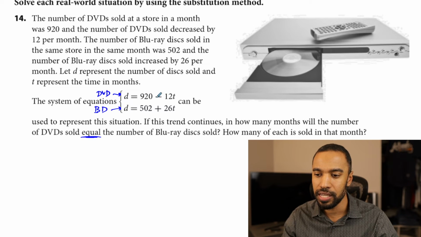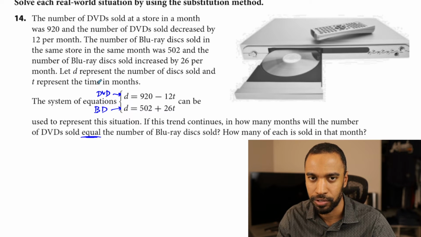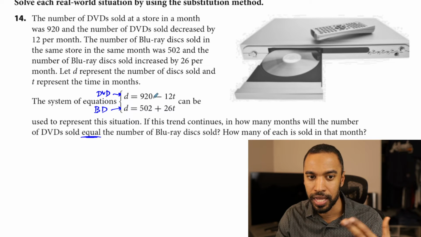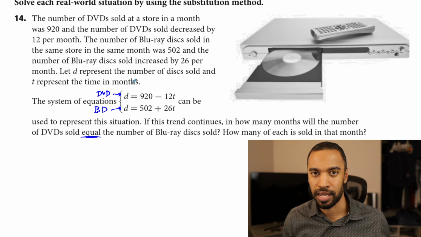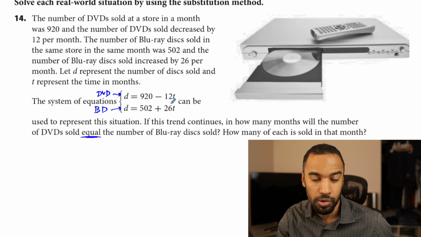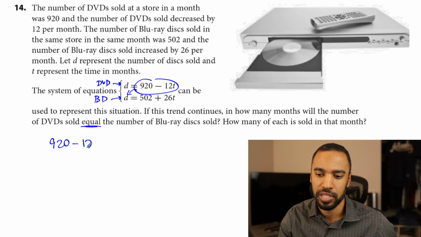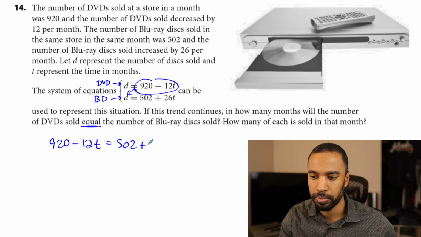So right here, I have D equals this and D equals that. This is a perfect scenario for us to use what I called before the equal values method, which says that if a variable equals one thing and a variable equals another thing, those two things equal each other. We're trying to find out when this represents the same exact D, and that's going to approach it at some T, which we can find out. So by substitution, 920 minus 12T takes the place of this D right here. And I get 920 minus 12T equals 502 plus 26T.